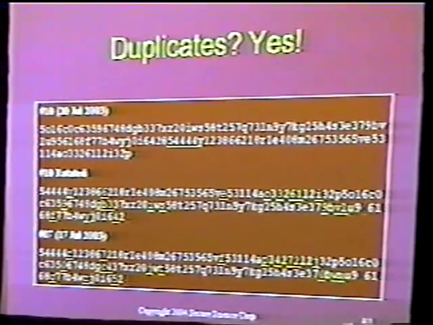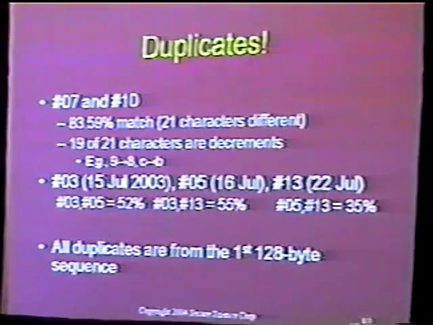In fact, out of 128 characters, there are only 21 differences. And of those 21 differences, 19 of them are incremental: Y to Z, 6 to 7, E to F, I to J. There's only 2 places where they're different, 5 to 8 and 8 to 4. In fact, emails number 7 and 10 are about 84% identical.